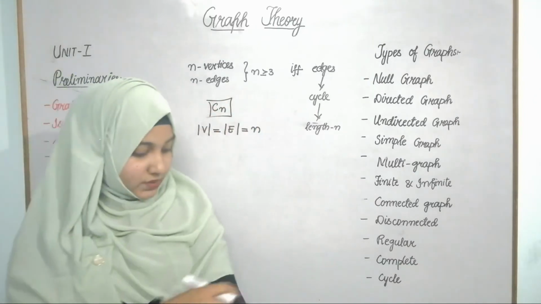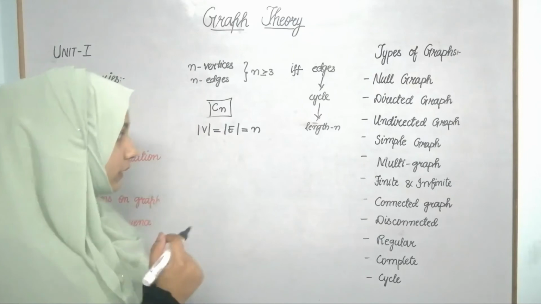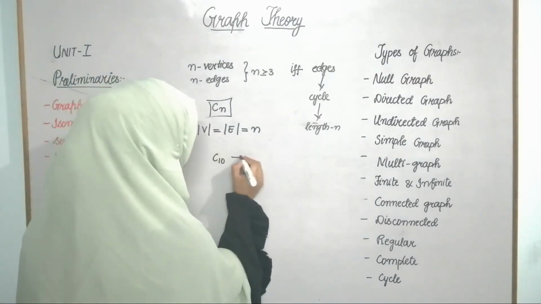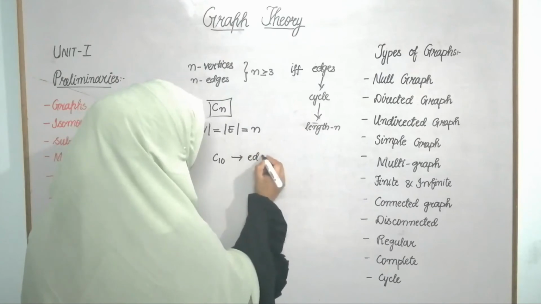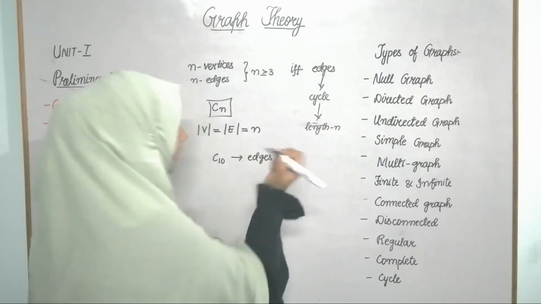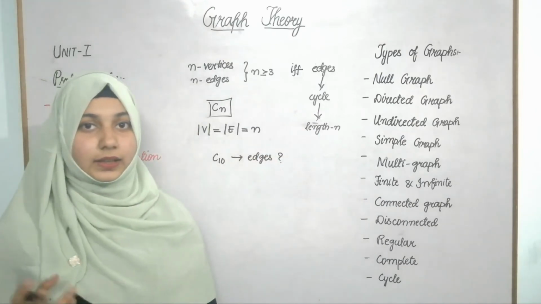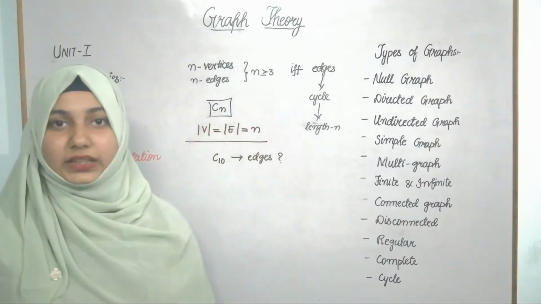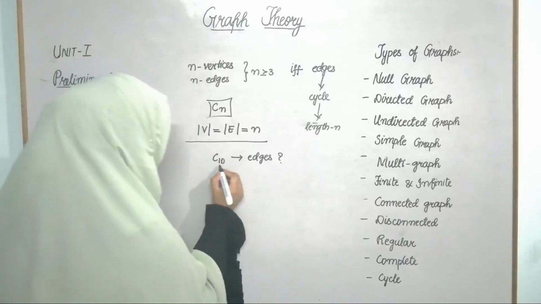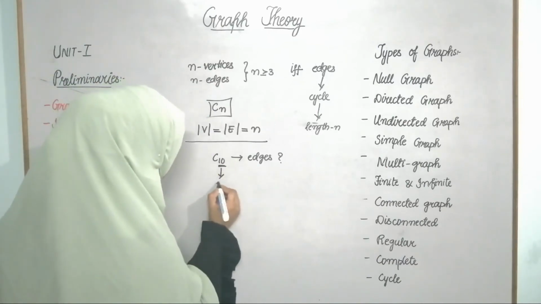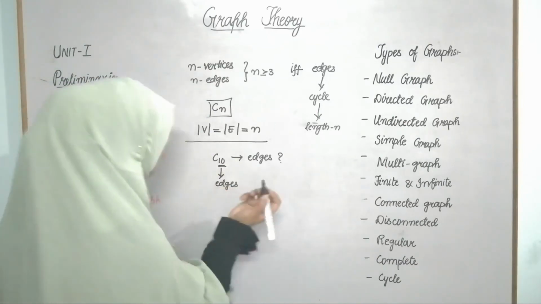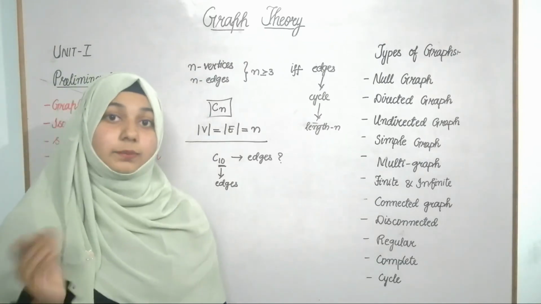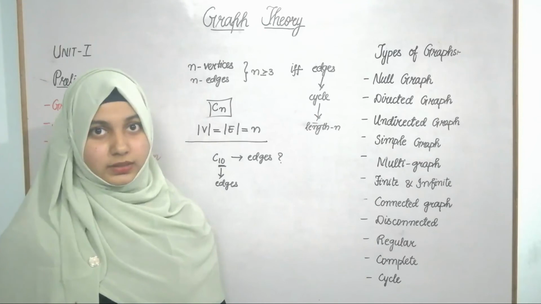Okay. Suppose there is a question given. Find the number of edges in C10 graph. एक C10 graph आपको given है. You need to find the number of edges. अब आप इसको कैसे find करेंगे? The condition given here is the number of vertices and the number of edges are equal. अगर vertices आपके पास 10 हैं, तो edges भी कितने हो जाएंगे? 10, right? That's it. Clear? These are the simple questions that can be asked for 2 marks.